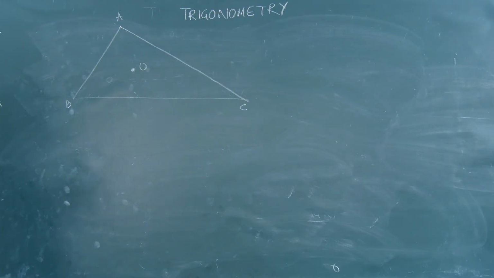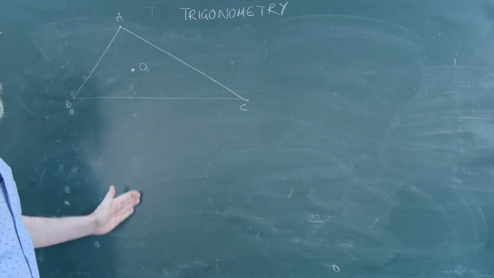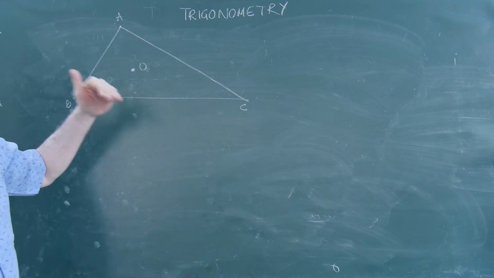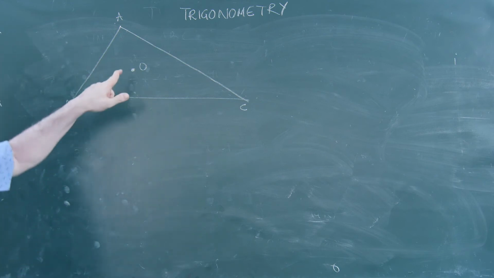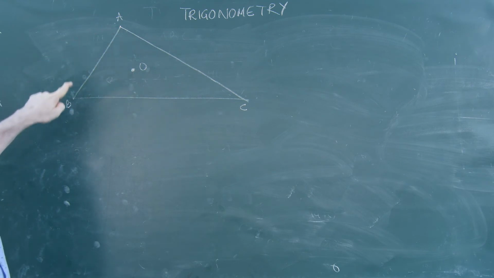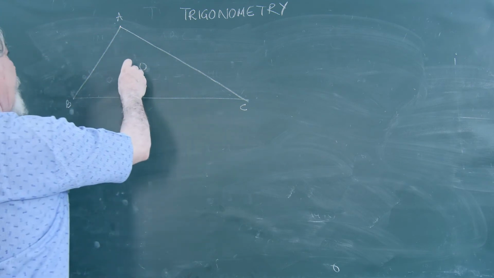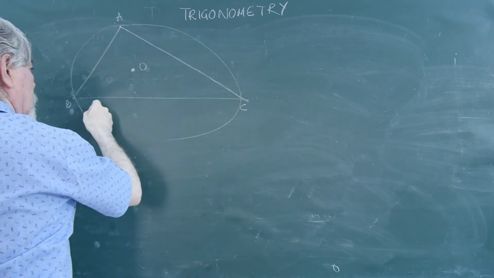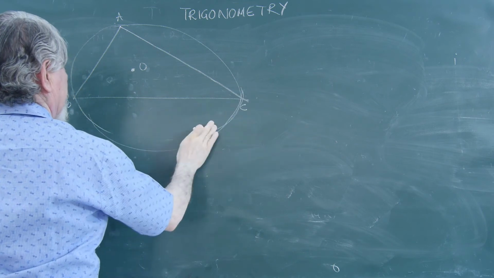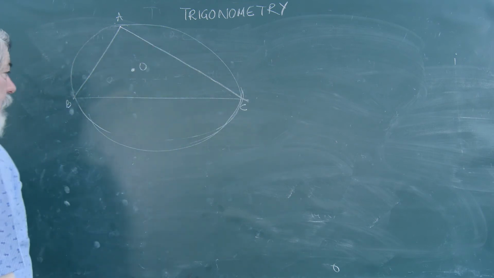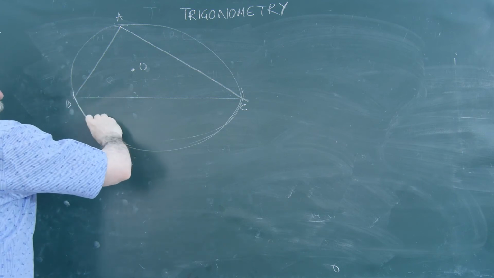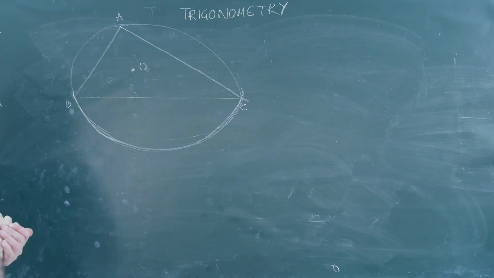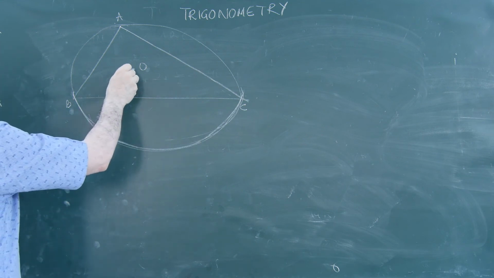How do we find the circumcenter? We perpendicular bisect the three sides, and the perpendicular bisectors of the sides will be concurrent at one point O, which will be equidistant from A, B and C. If I take O as center and draw a circle, it will pass through all the three points. This point O is called the circumcenter.